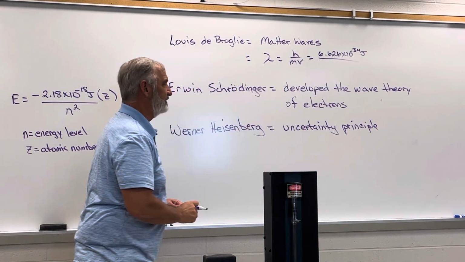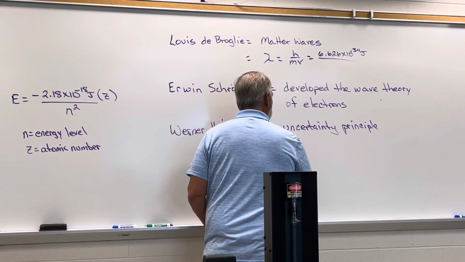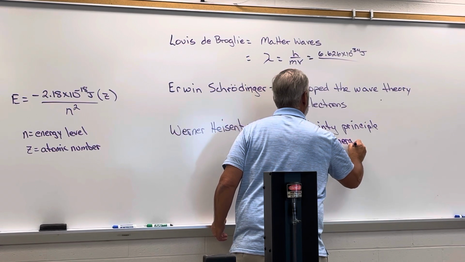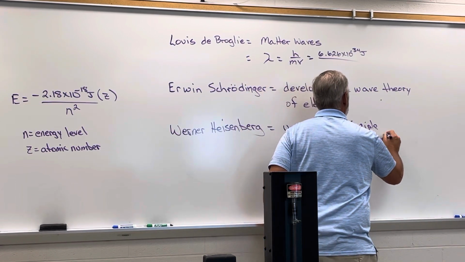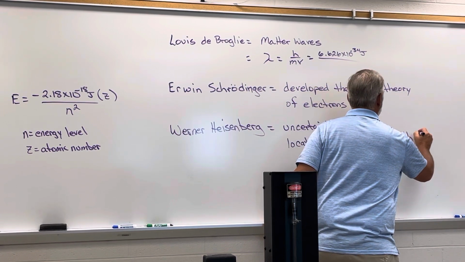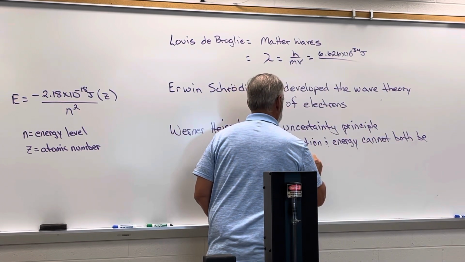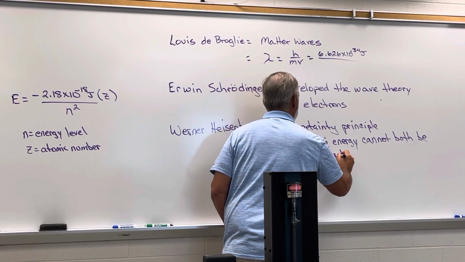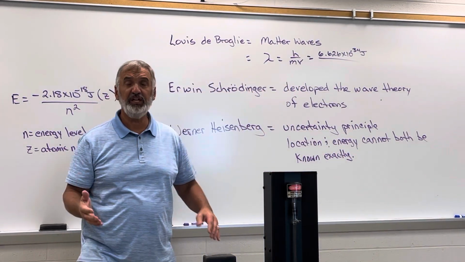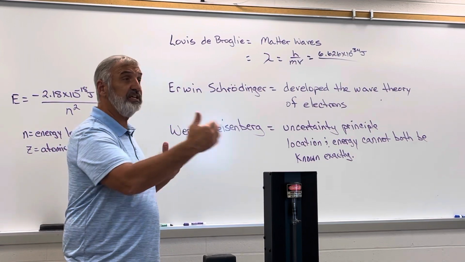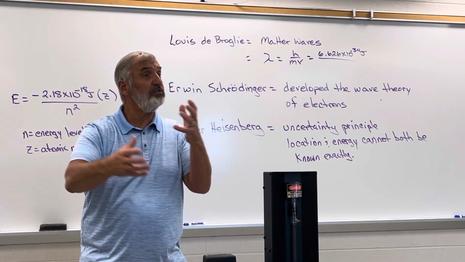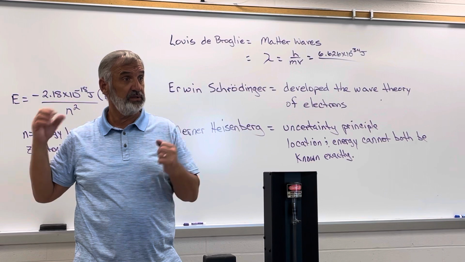The uncertainty principle simply says that location and energy cannot both be known exactly. The more you know of one, the less you know of the other. In order to find the location, you've got to change its energy. In order to find its energy, its speed, you've got to change its location. The more of one you know, the less of the other one you're going to know.